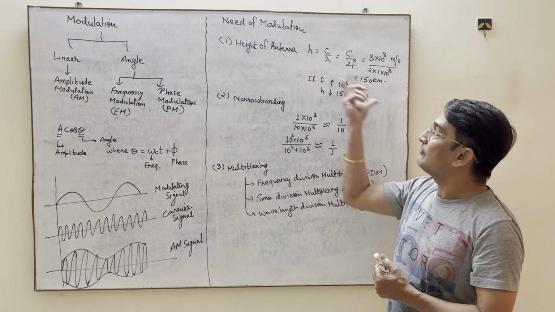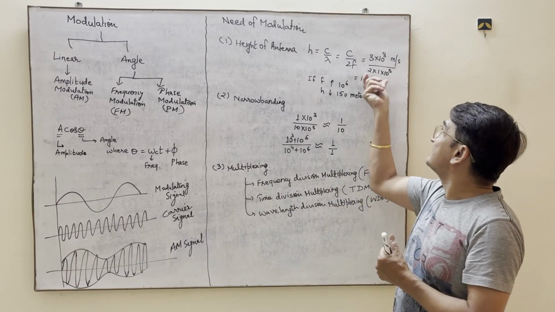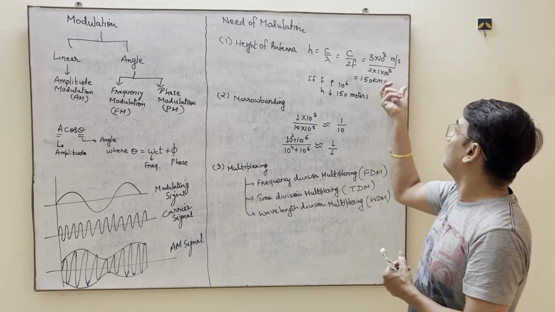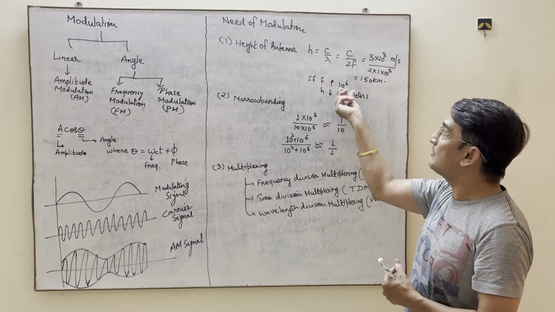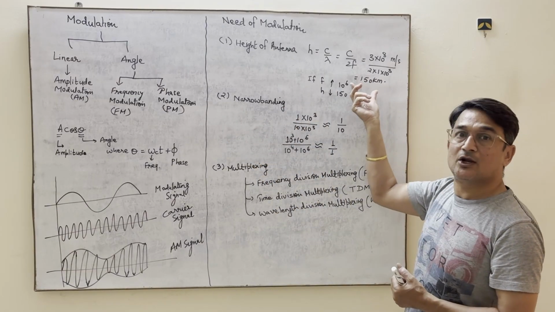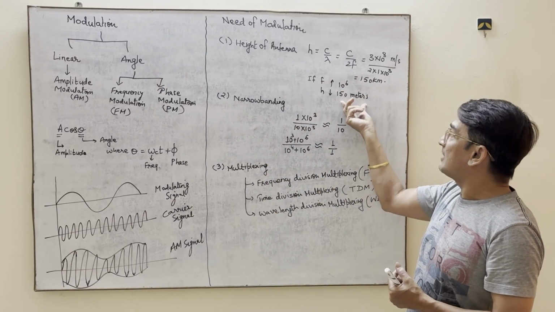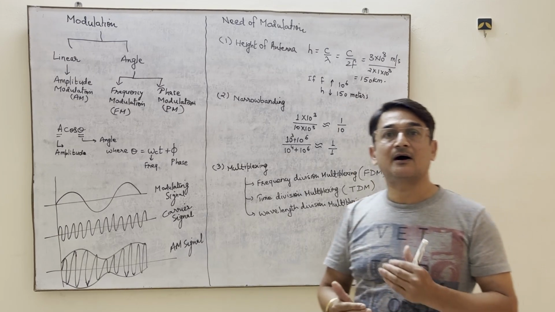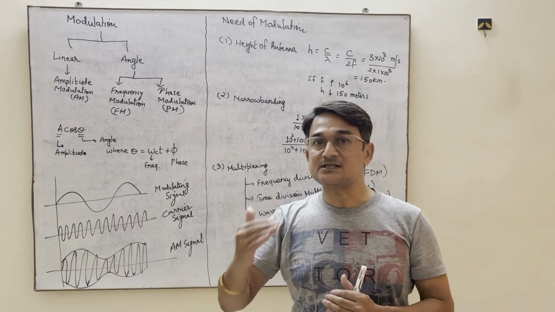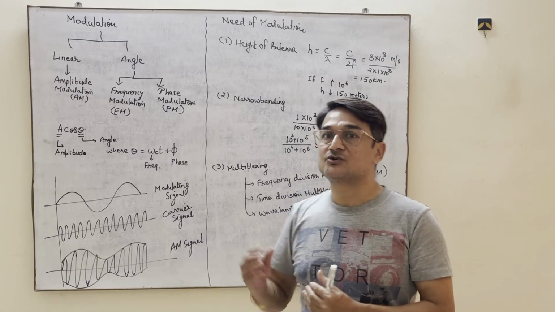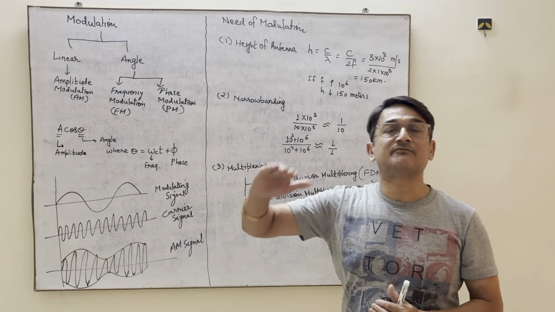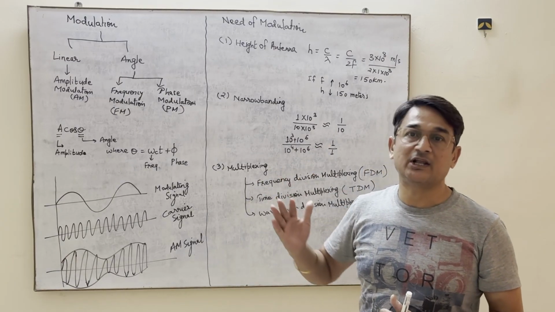So for that, what we do is we mix this low frequency signal with a high frequency signal. Suppose this 10 raised to the power 3, that is 1 kilohertz signal, can be converted into 10 raised to the power 6, that is 1 megahertz. So this 150 kilometers is reduced to 150 meters. So an antenna with a height of 150 meters is achievable or practical. So the height of the antenna, or practicability of the antenna, is the first aspect of our need of modulation.